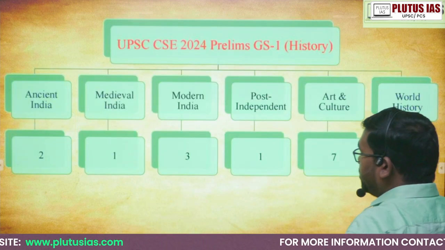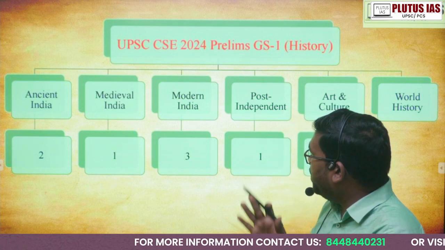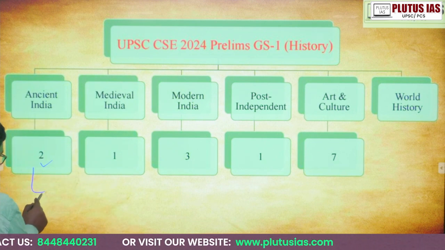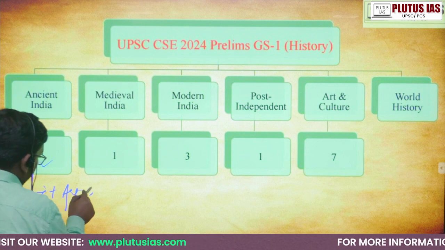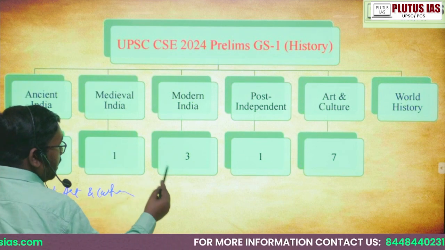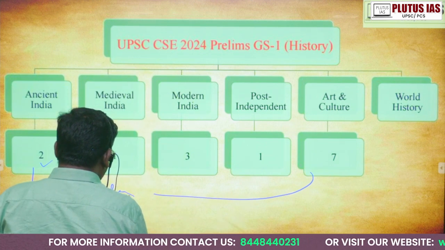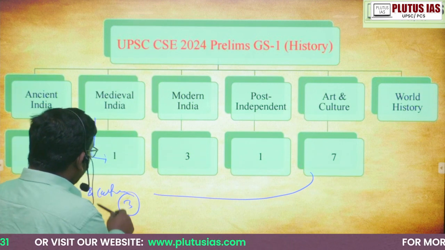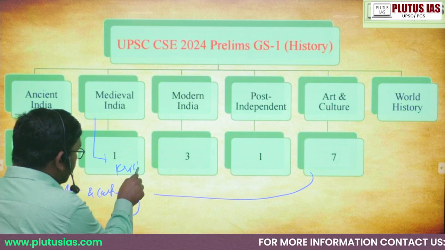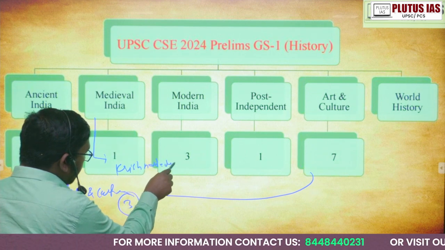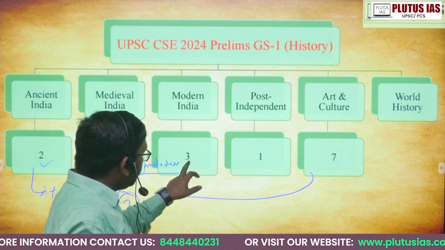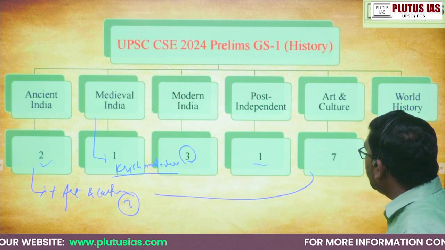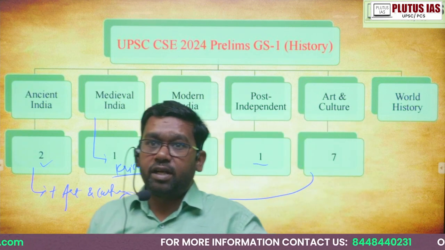Do you know, students, apart from these 5 main divisions in history, in ancient India there were 2 questions. And if we add art and culture to ancient India, then at least 3 questions were there. So we have ancient India, 2 questions; medieval India, 1 question, which we will discuss in detail, related to Krishna Dev Raya of the Vijayanagar Empire and the Portuguese. Modern India has 3 questions, post independent 1 question, and art and culture is the most dominant in this section, with 7 questions asked from art and culture only. So this is basically a trend analysis of the history topic.